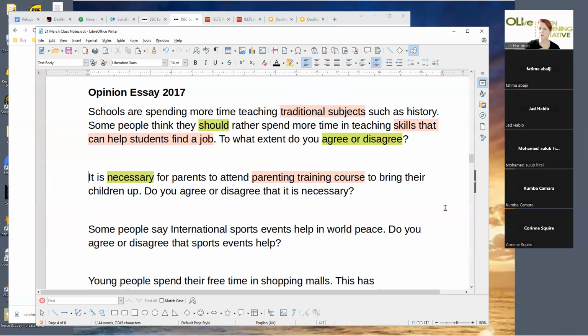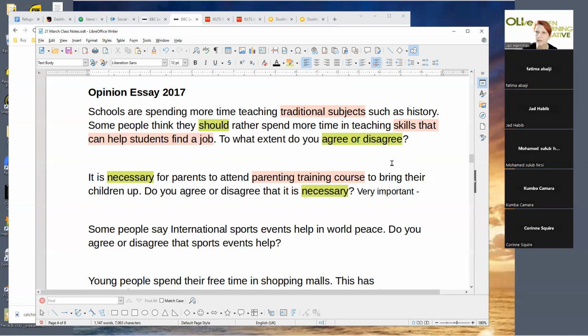Okay. It's not whether they should be available, whether it should be optional. It's whether it's necessary. What do we mean by necessary? Important. Very important. Yeah. You could say very important. Let me just bring this down to a smaller size. There we go. What's another way of saying necessary?